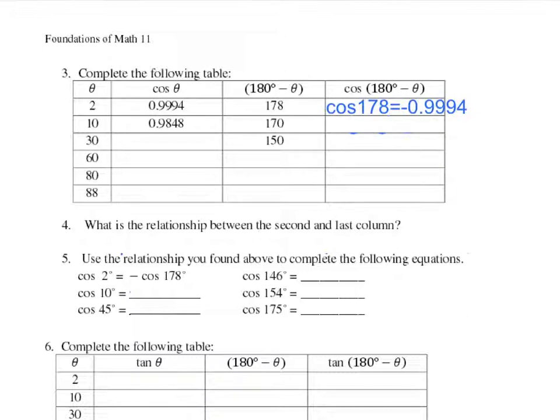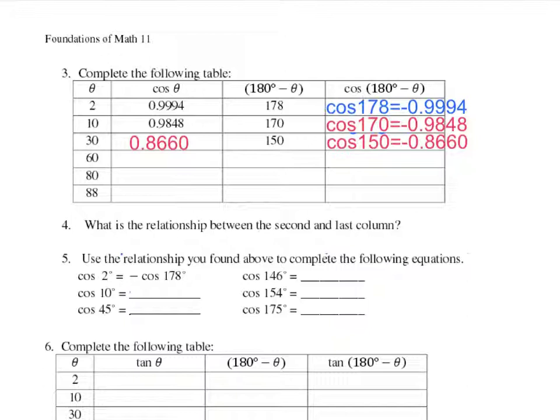Let's keep exploring to see if it keeps giving us the same answer, the same pattern. So cos of 10 is 0.9848. What's cos of 170? Well, cos of 170 again is 0.9848 but negative 0.9848. So again we get a negative ratio. Cos 30 is 0.8660. So cos of 150 should give us, and it does, negative 0.8660.